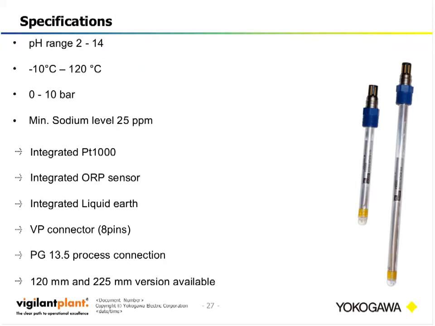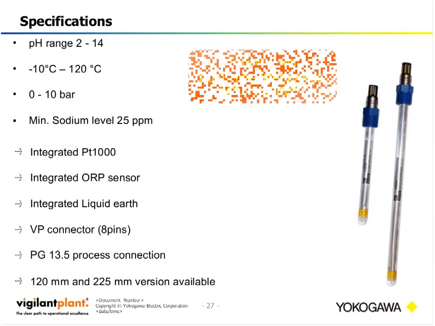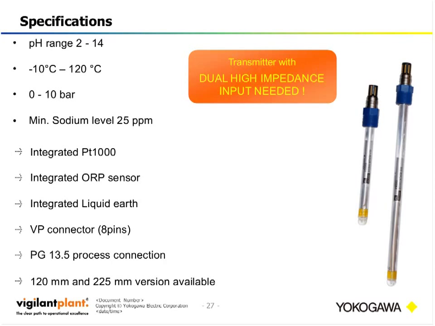So here are just some of the quick specifications of this sensor. But what's important when using any differential measurement is that you have to have a dual high impedance analyzer, because you're actually using two measuring electrodes. Each has high impedance, so where a conventional loop has a low impedance for the reference electrode and a high impedance for the measuring, this has two high impedance, so the instrument must be able to have two high impedance inputs or the analyzer will not work.